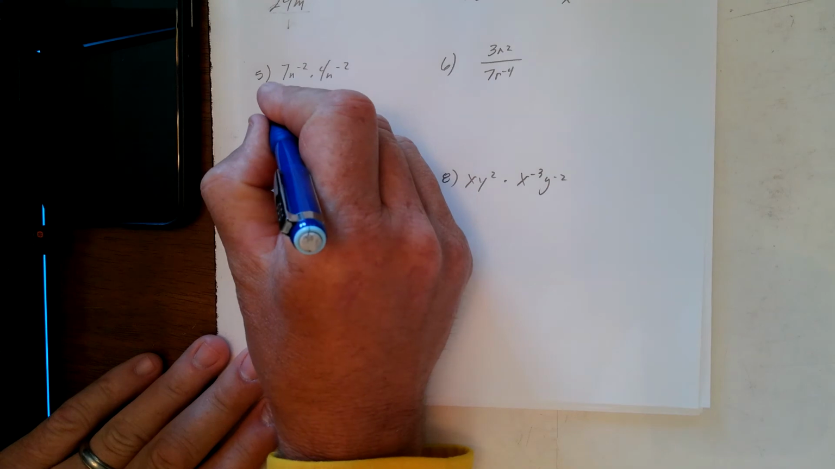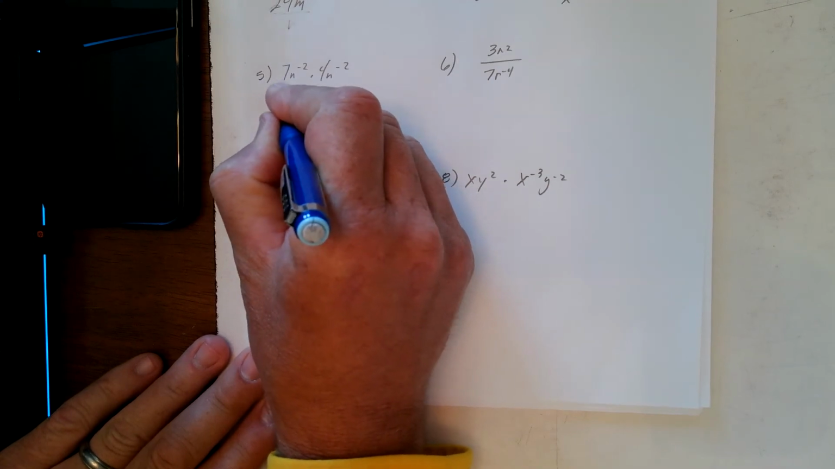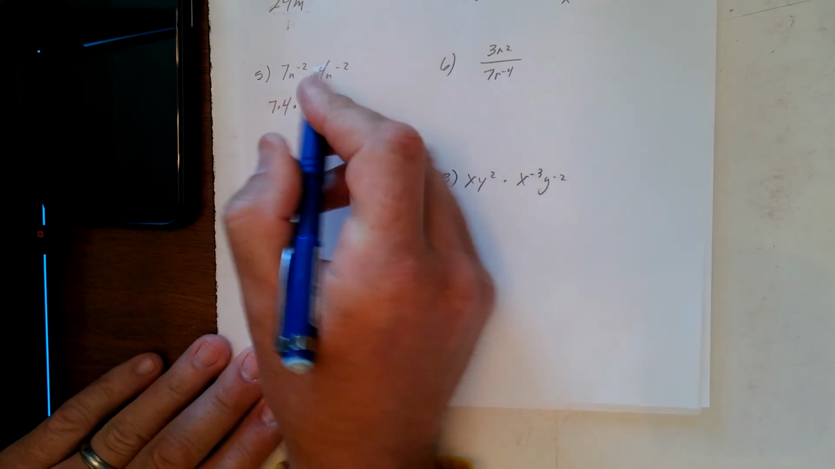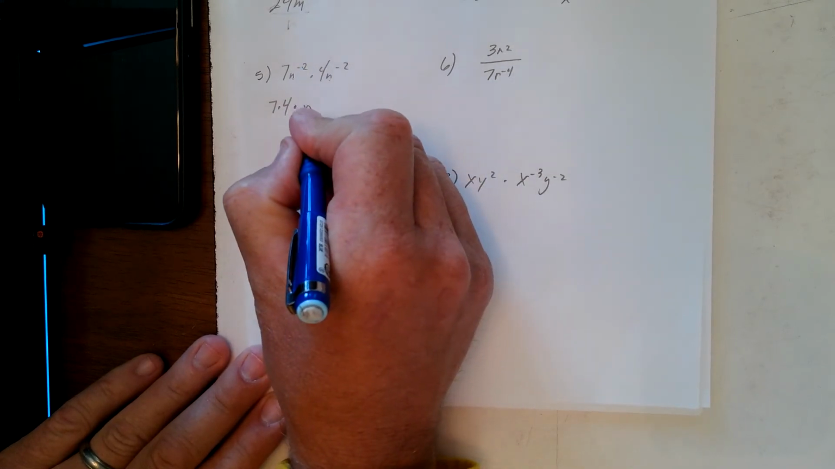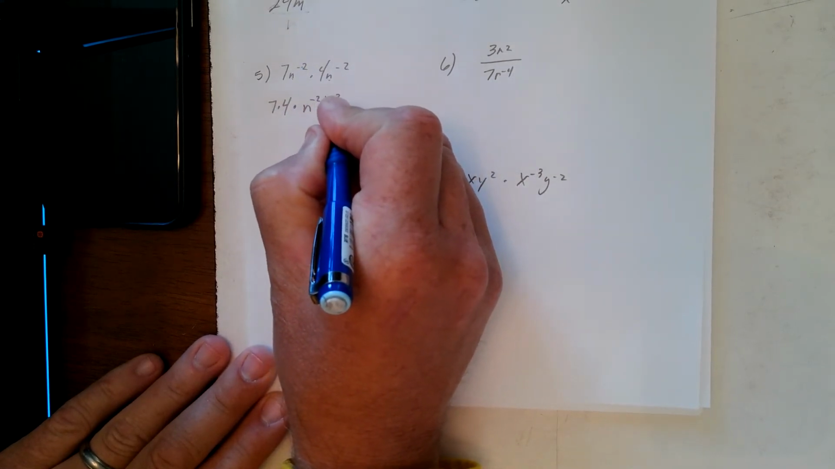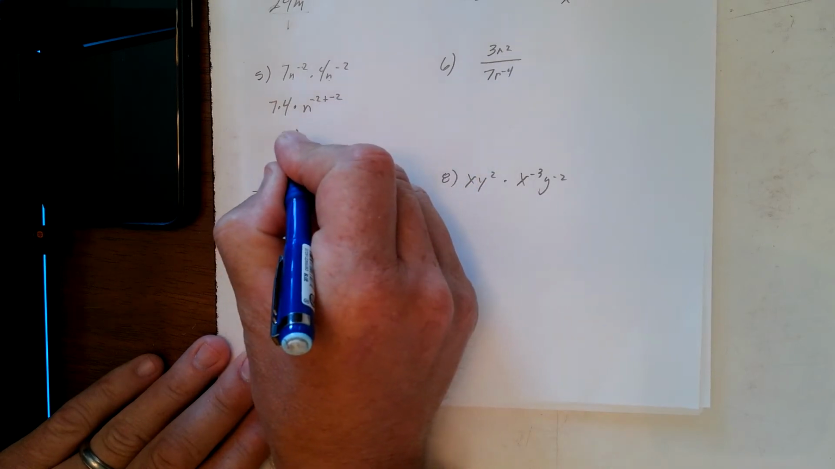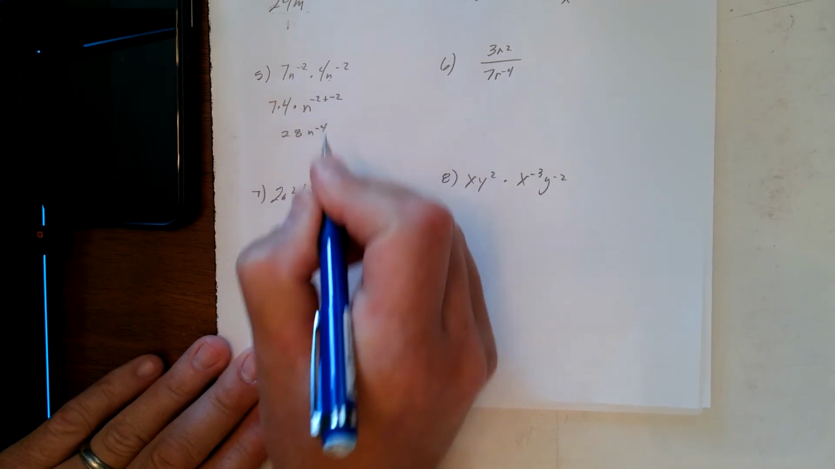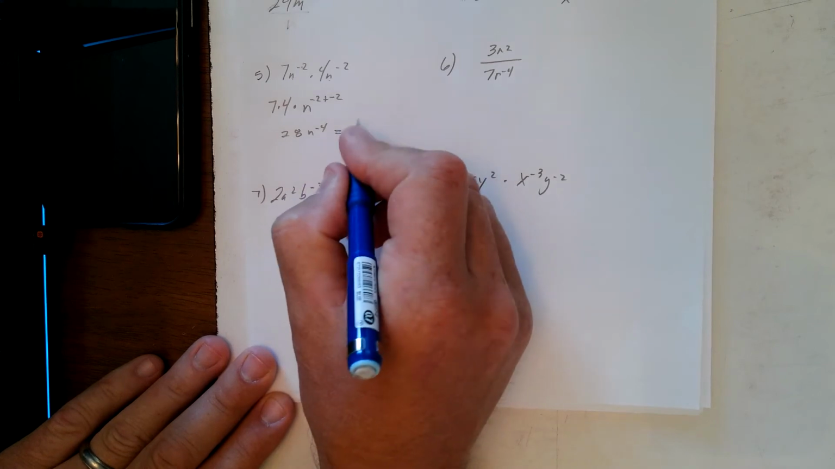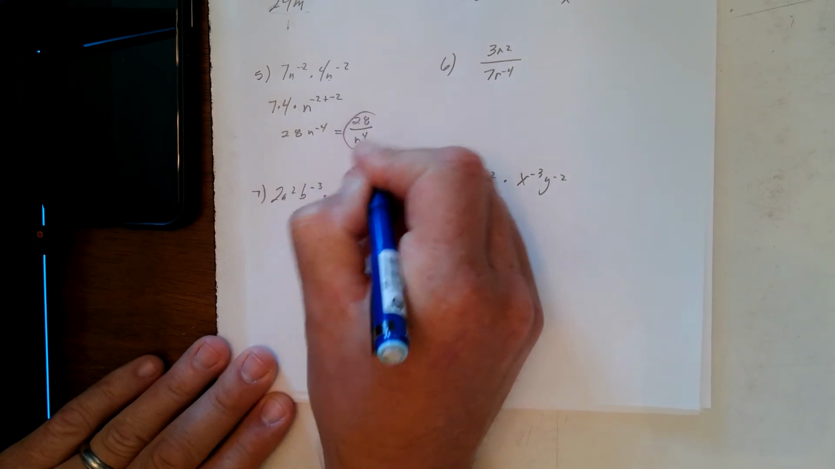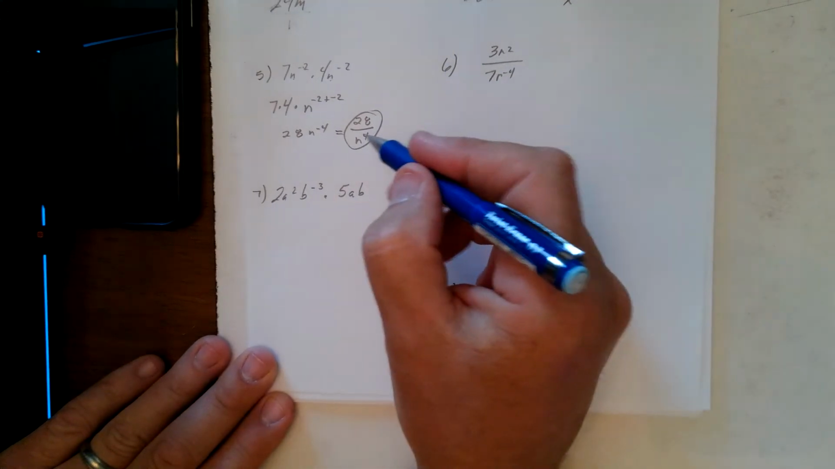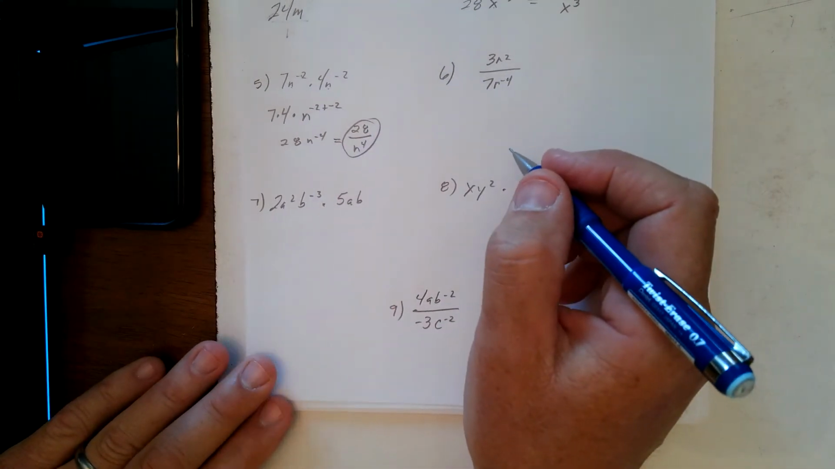Okay, so on number 5, 7 times 4, we know how to do that. When we are taking n to the negative 2 and multiplying by n to the negative 2, we add the exponents. So that gives me 28 n to the negative 4, which is the same as 28 over n to the fourth power. Can't leave a negative exponent.